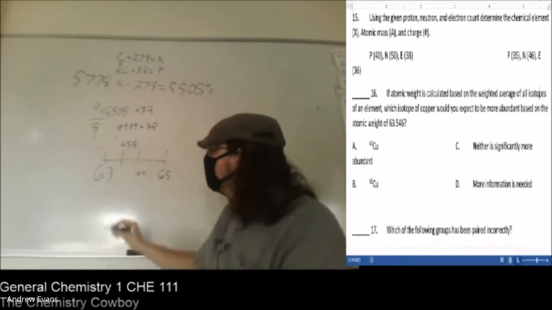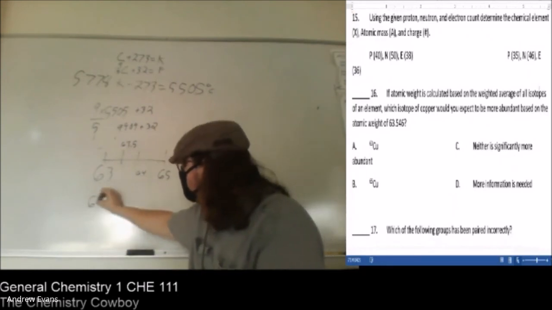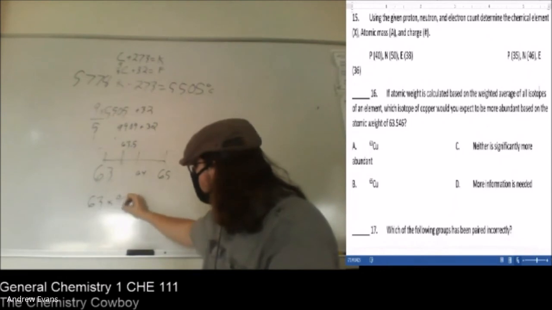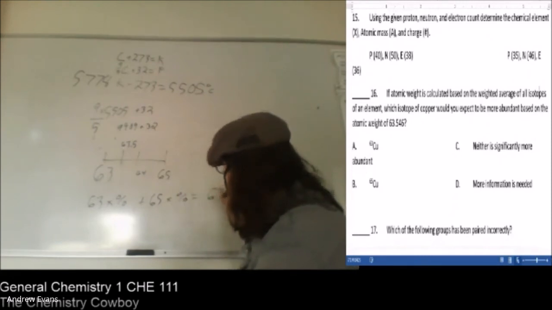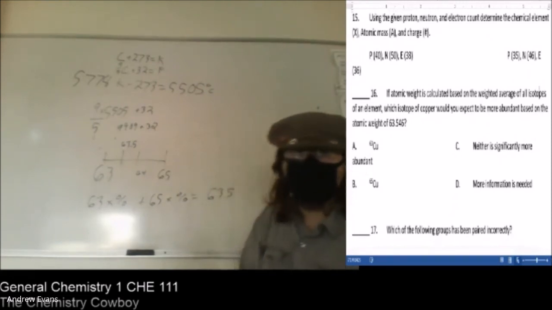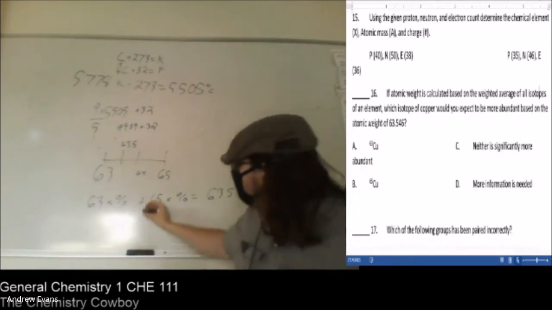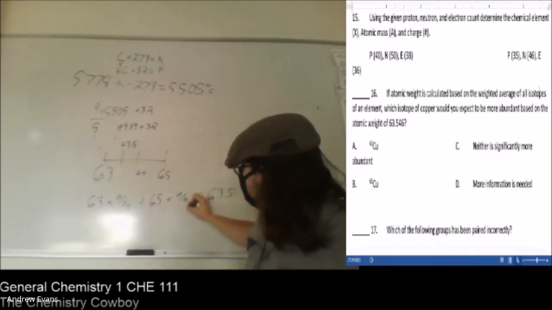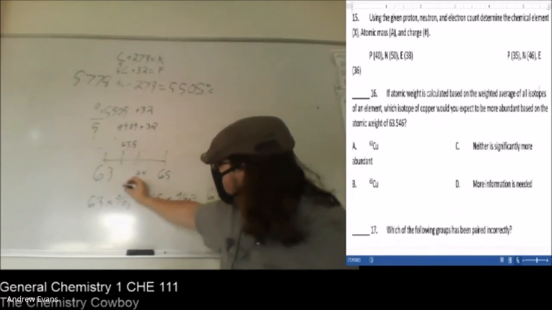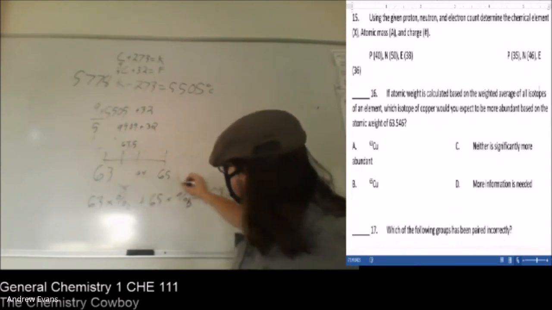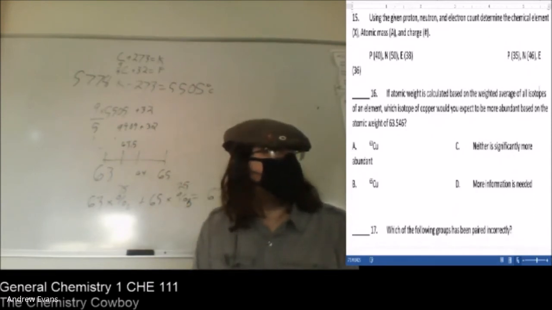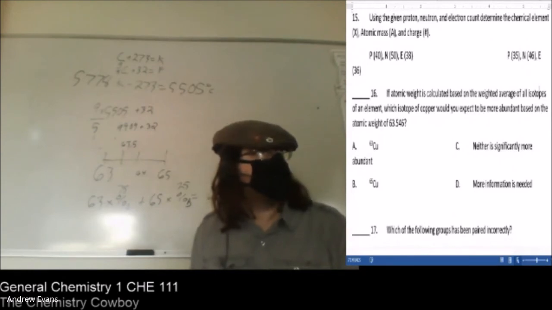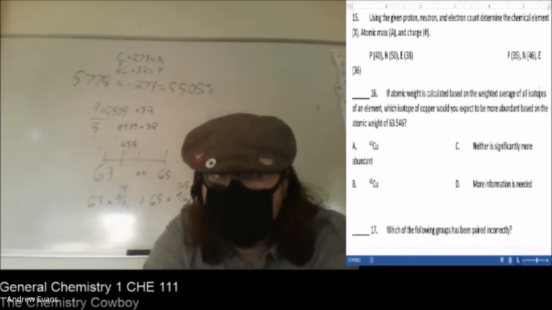How would you calculate this? You take the mass of 63 times its percent and add the mass of 65 times its percent, and that's how you got the 63.5. So there would be percent A and percent B. And what you'd find is that's 75% and that's 25%, something like that. And that's how you would have got 63.5. That's how you would do the math.